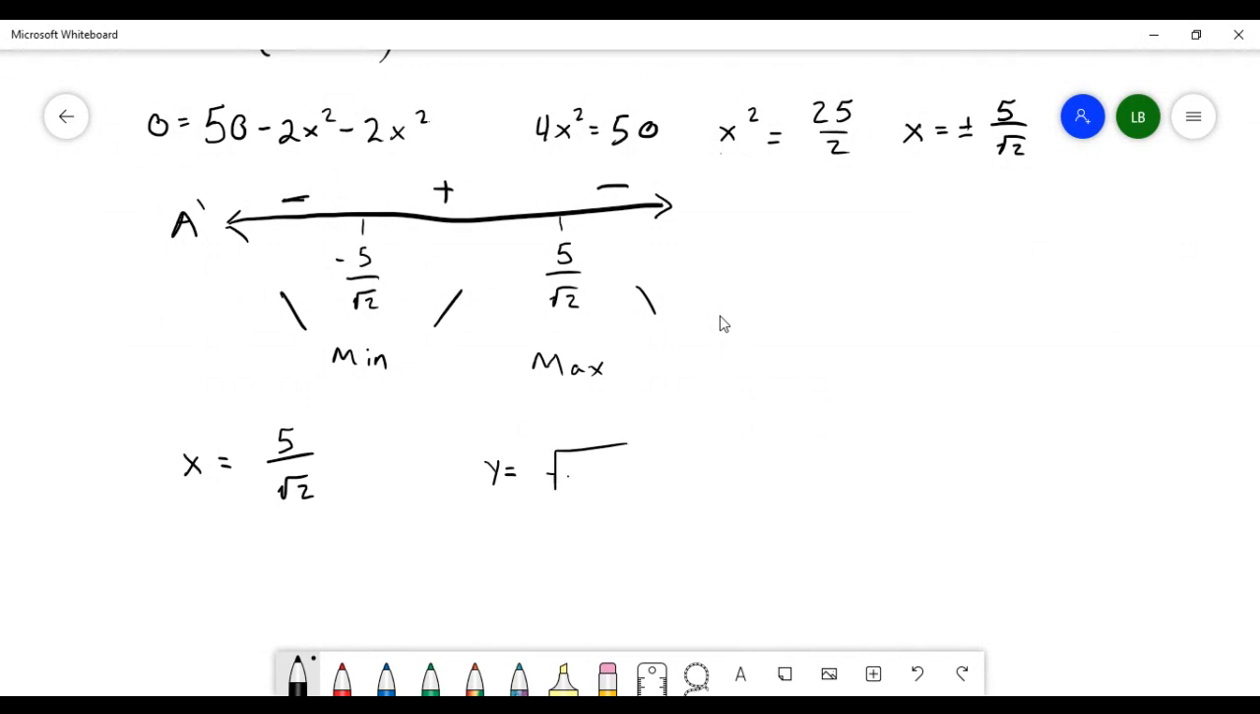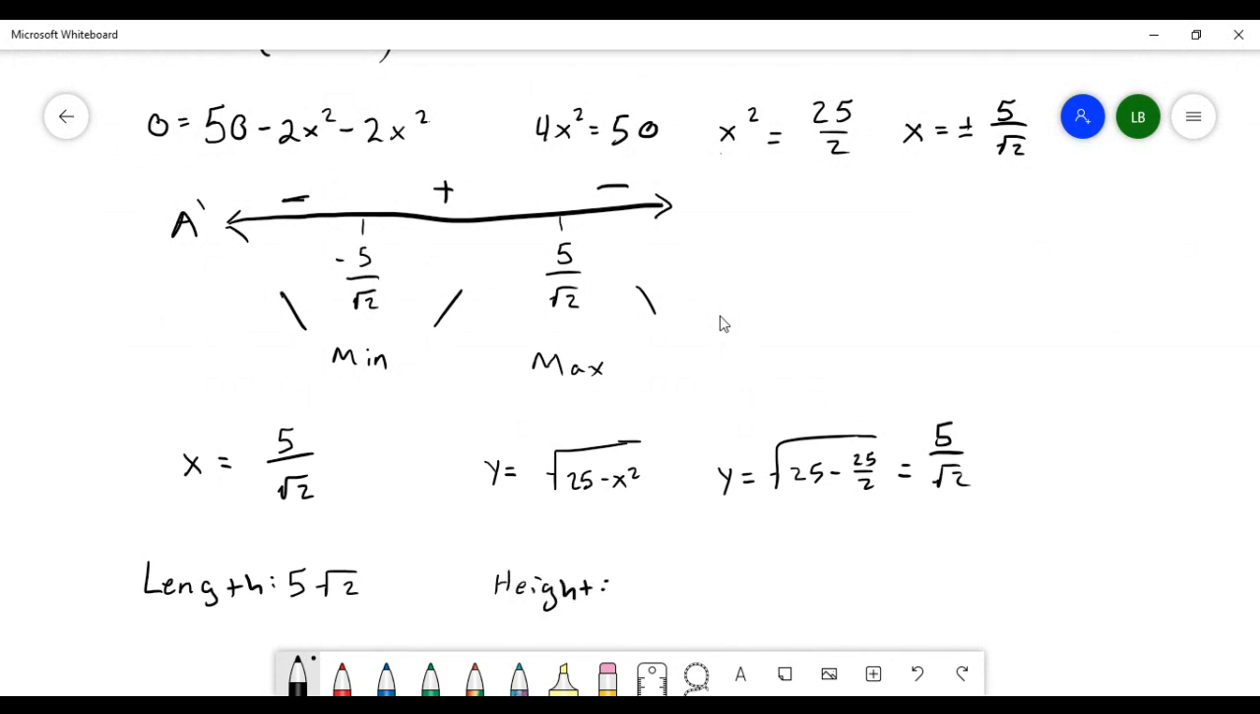And we know that y is equal to the square root of 25 minus x squared. So our y value is equal to the square root of 25 minus 25 over 2, which is also equal to the square root of 25 over 2, which is equal to 5 divided by the square root of 2. So the length of our rectangle is going to be 2x, which is 5 square root 2, and the height of our rectangle is going to be y, which is 5 divided by the square root of 2. Make sense?